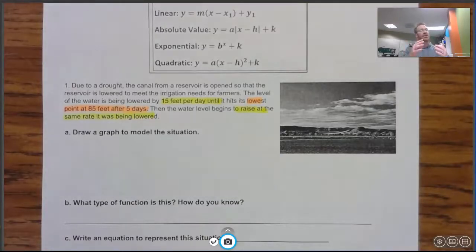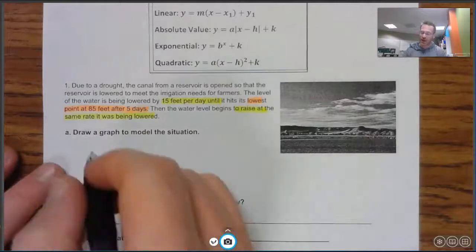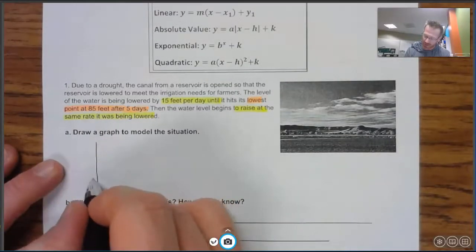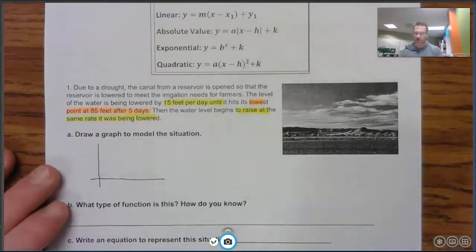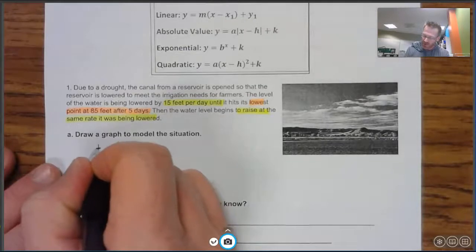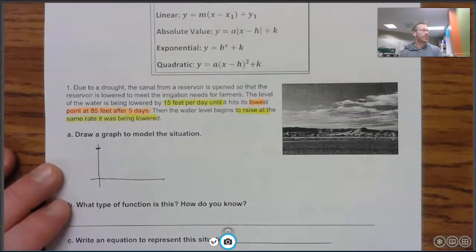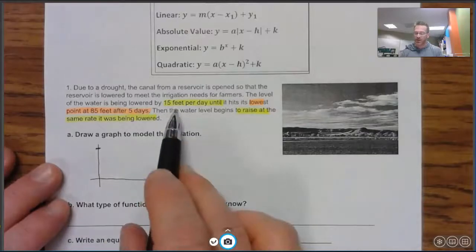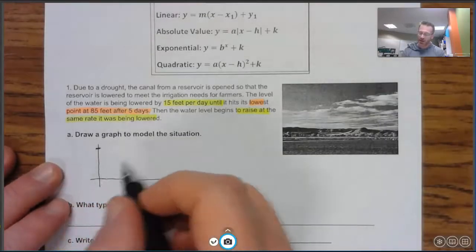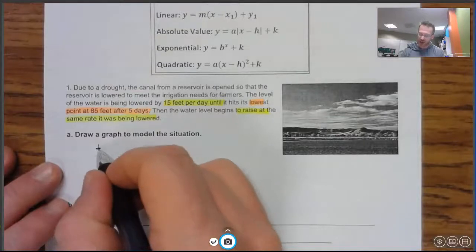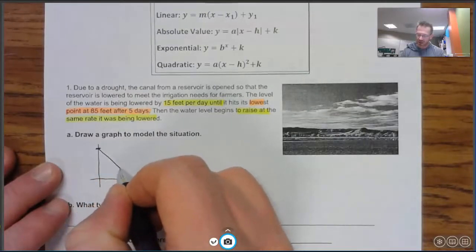Now, some of you might get this just from reading it, but notice what happens if I draw a graph to model this situation. We're starting at some height, the water level at some height, and it is lowered at a constant rate, that 15 feet per day. When you hear per day, per hour, per month, per whatever, that's typically a constant rate of change. So it's lowered at 15 feet per day until its lowest point at 85 feet. So it's going to go down, and it's going to hit its lowest point.